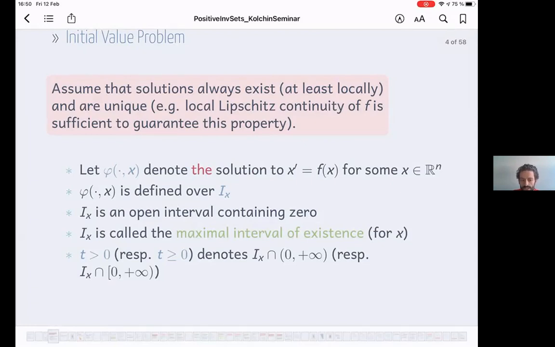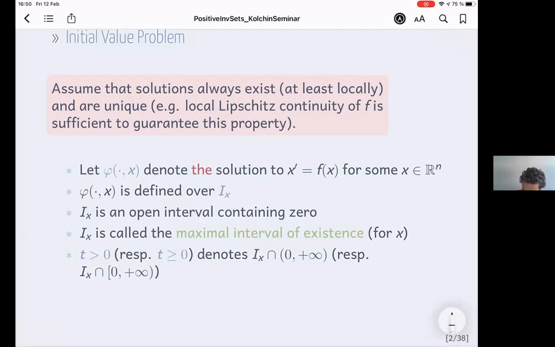Just to make notations easier, I'm going to use t positive, but what I really mean, of course, is t positive intersect I of x. It doesn't necessarily mean that the solution or the flow is defined for all positive time, but it really means that I'm looking for positive times intersect I of x. So as long as the solution is defined, and I'm allowed to talk about phi of t of x, I'm doing it by just denoting t positive or t greater than or equal 0. That's just a matter of notation.